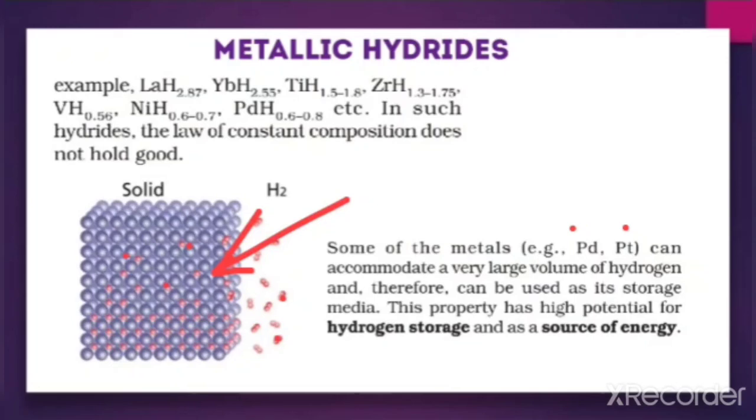So this is also one of the specialities, that some metals like platinum and palladium can accommodate a very large volume of hydrogen in them. Therefore, it is used as a storage media. Because of this only, it is used as a storage media, and this property has high potential for hydrogen storage and as a source of energy. So we have discussed the case of metallic hydride.